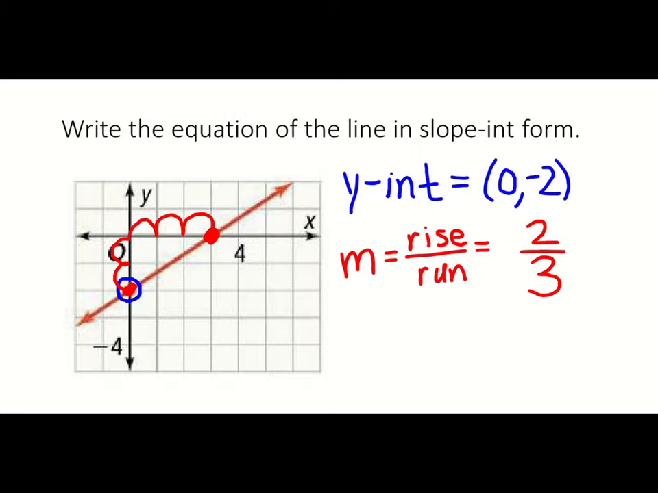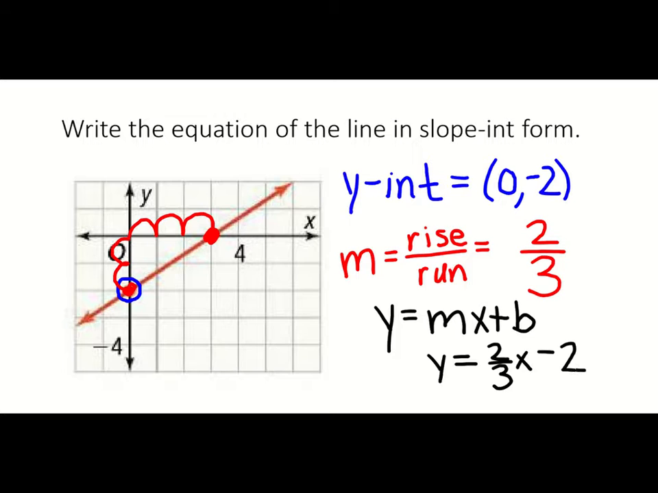Once you know the slope of the line and the y-intercept, we just plug those numbers into y equals mx plus b, the slope-intercept form. So y equals, m was 2/3, the x will stay in the equation, and then the y-intercept was -2, so we're going to write -2. So our equation of the line is y equals 2/3 x minus 2.